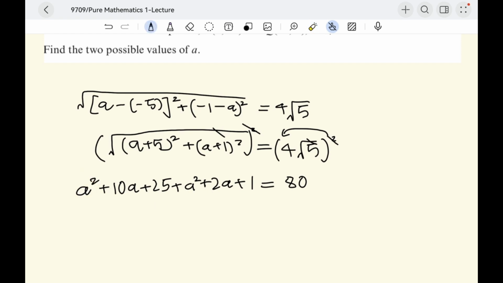All right, so you have 2a squared, 12a, and -54. All right, and divide by 2 for all terms. So what will you get? You will get 27.